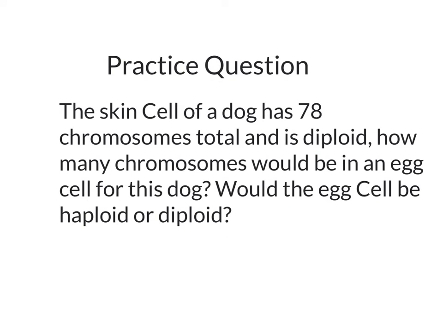Here's another practice question. The skin cell of a dog has 78 chromosomes total and is diploid. How many chromosomes would be in an egg cell for this dog? Would the egg cell be haploid or diploid? Take a moment to think about this question.